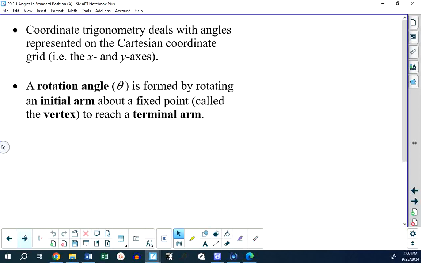The only issue with that, and by the way, the final location of the arm is called the terminal arm of the rotation angle. Just like when you arrive at an airport, the plane goes to the terminal. A terminal is where your journey ends. Okay? It means final.